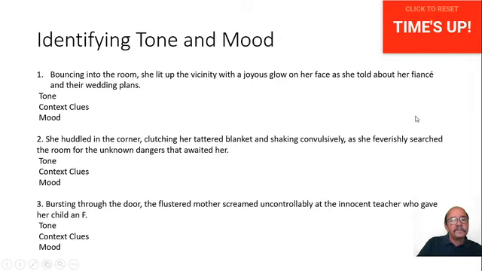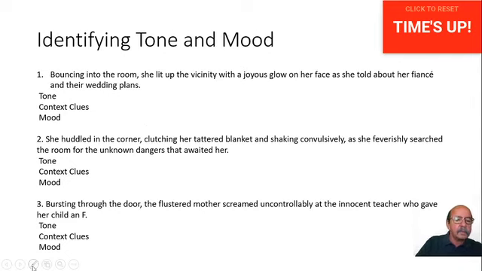Here, let's do a few questions. Let's see if you can. Bouncing into the room, she lit up the vicinity with a joyous glow on her face as she told about her fiancé and their wedding plans. Now, what do you think is the tone of the passage here? Obviously, the writer is in a cheerful mood, a happy mood. The sentence is very, very positive.